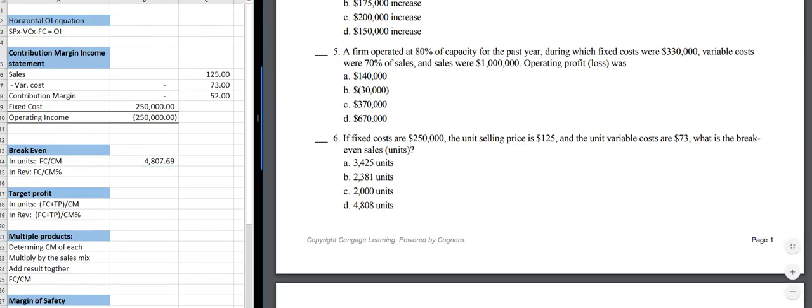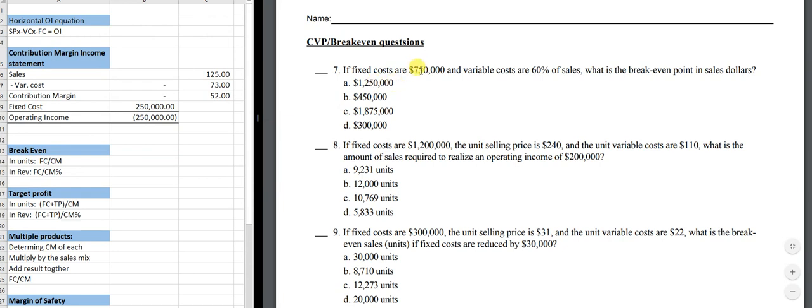Let me pause it, go on to number 7. If fixed costs are 750,000, this is the break-even point in sales dollars.